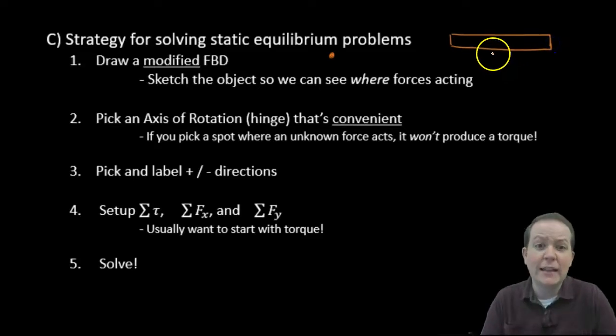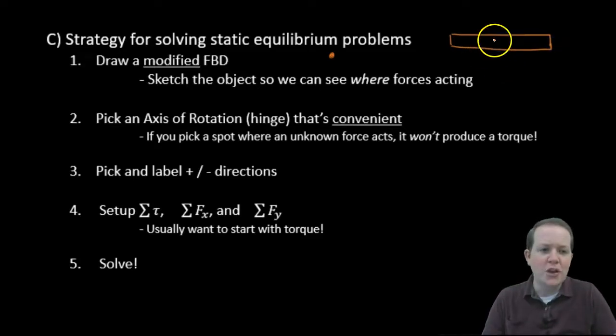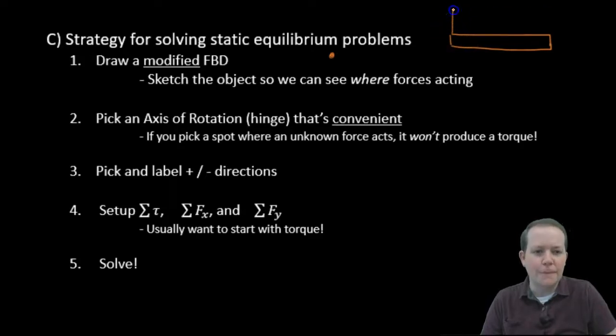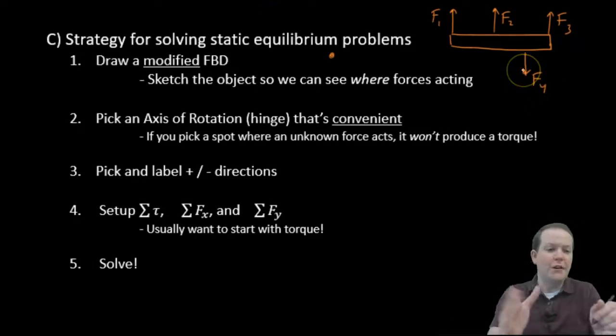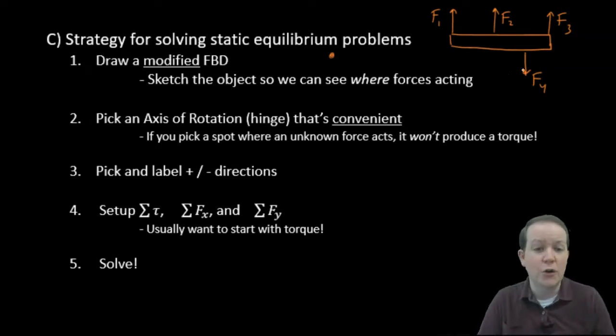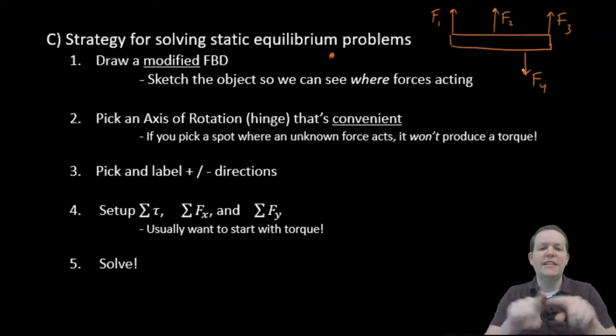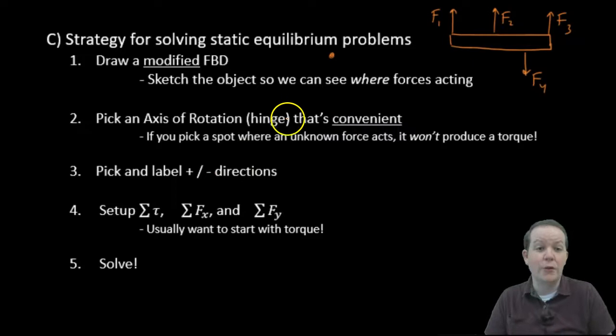I sketched a quick little outline of the object. And then I can see there's a force right here, I'll call that F1. There's a force right here, I'll call that F2. There's a force right here. So now I know where the forces are acting, because they might be applying a torque, I could figure out maybe clockwise, counterclockwise, all that good kind of stuff. So actually sketch the object so you can see where those forces are acting.